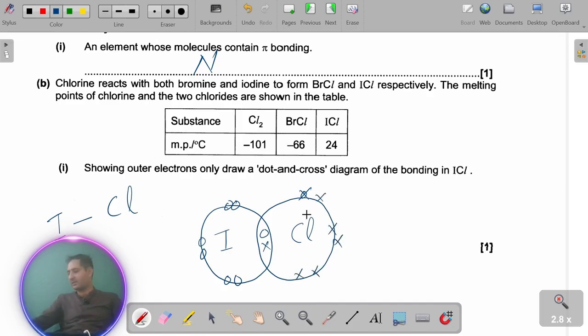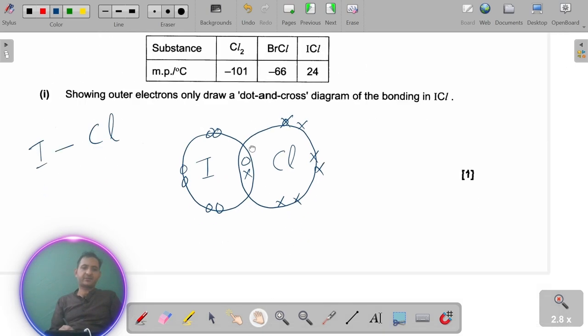So let me check on the internet as well. ICl bonding structure. So yeah, my structure is good. Yes. Okay, just for verification. So now we have the next question.